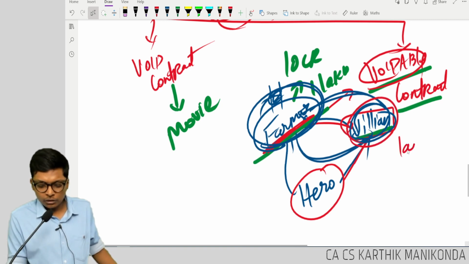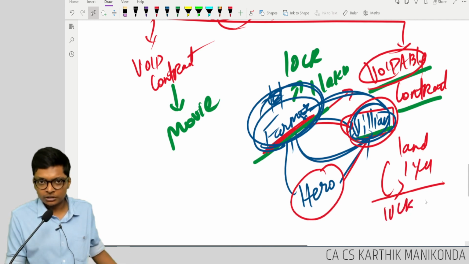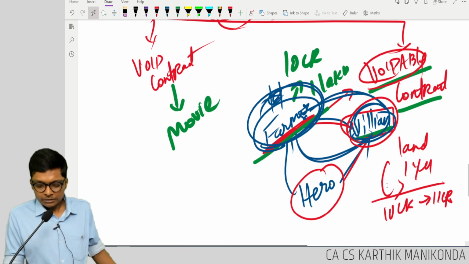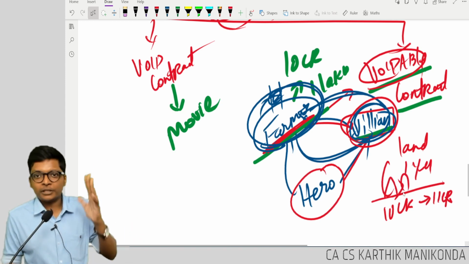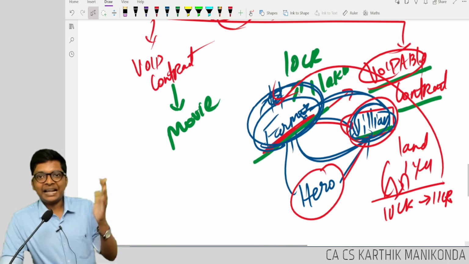The villain kept the land for 1 year. What benefit does he get from the land? Okay, I'll give a simple example. The land is worth 10 crores. In 1 year the land became 11 crores. You are saying some crops are growing. Return everything. That's it. You have to return the land that you took.